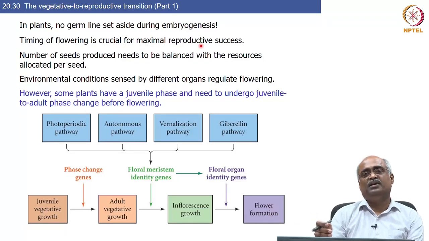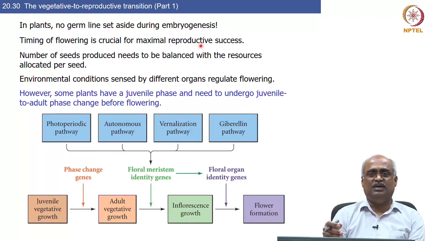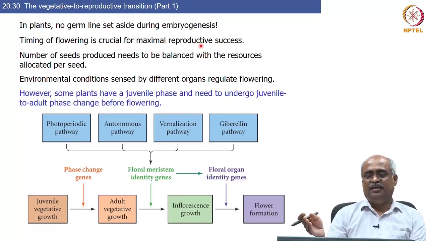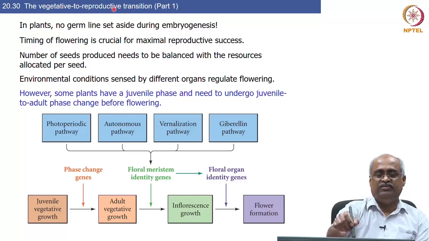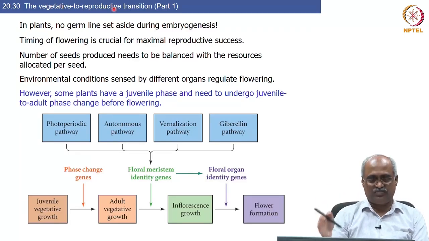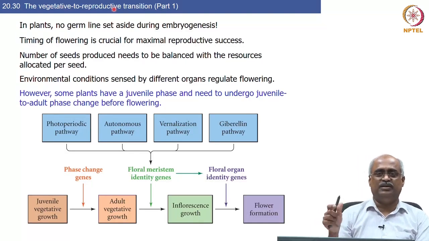Now it should start making reproductive structures. For example, instead of producing leaves and stems, it should now produce an inflorescence, and the inflorescence in turn should start producing flowers, and that is what we call the vegetative to reproductive transition. So such a transition exists. Okay, and that is regulated by a variety of environmental conditions.